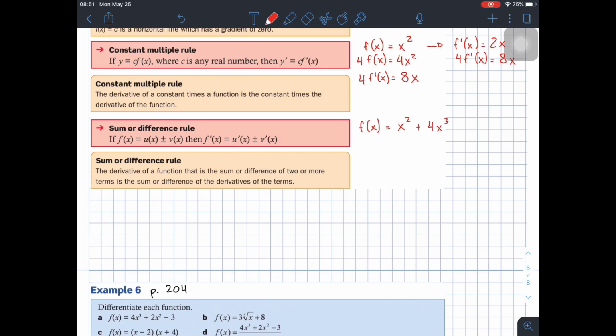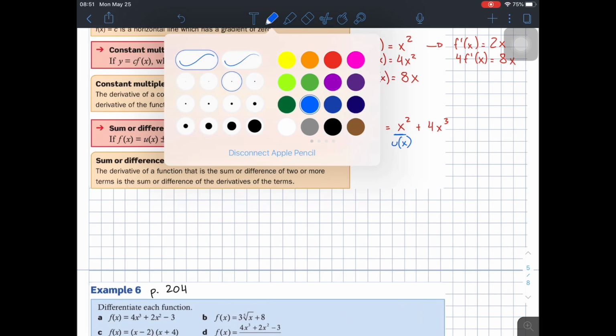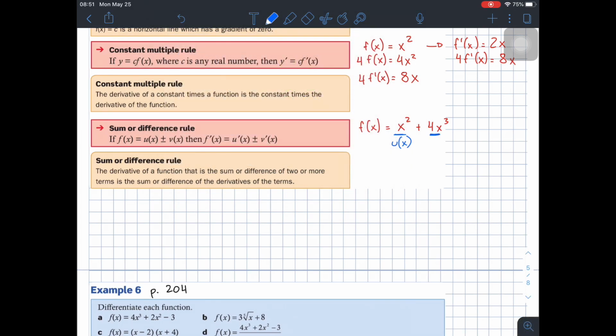4x cubed. Okay, so we say that this function over here is u of x, for example, plus another function, this one over here, which we're going to call v of x. So if I want to find the slope or the gradient function of f of x, what I'm going to do is just differentiate this separately, and that would be the result, okay?